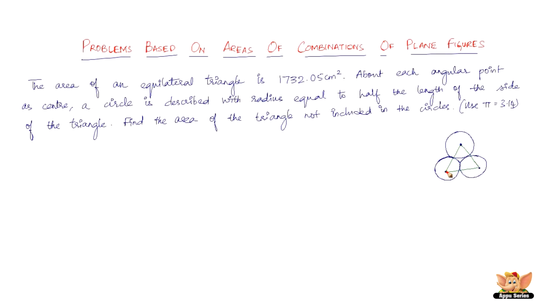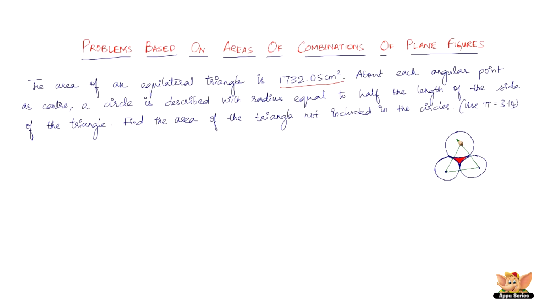The area of this triangle here is 1732.05 centimeters square. And we've got the circles. We need to find the area of the triangle not included in the circles. So you see there's a small gap here that I'm marking in red. So that is the area of the triangle that is not getting included in the circles, right? So that is the one. Let me get the boundaries of the circle. Yeah, here it is. If you see, that red spot is the area that we have to find.